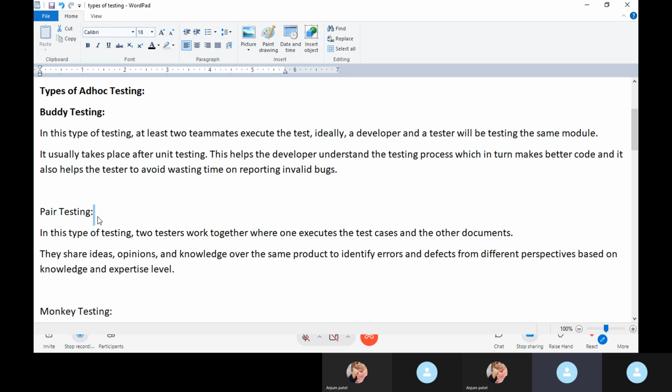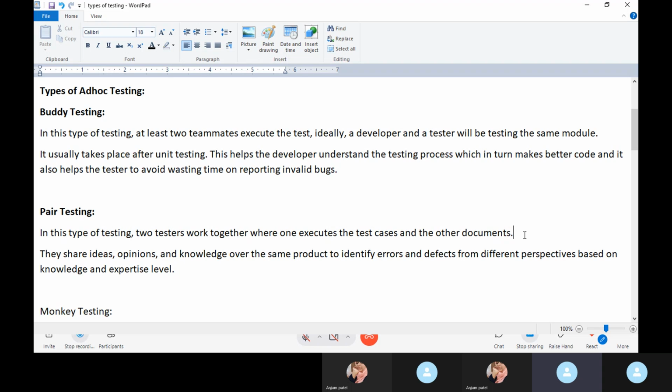One more type of ad hoc testing is pair testing. In this testing, two testers work together, where one executes the test cases and the other documents. Like, let's suppose the first scenario I have given. Randomly, due to some server down problem or some wrong deployment, functionality is not working, and that deployment is removed. Now you are doing ad hoc testing. So in that case, what will happen? One tester will do the execution and another one will sit and document everything.